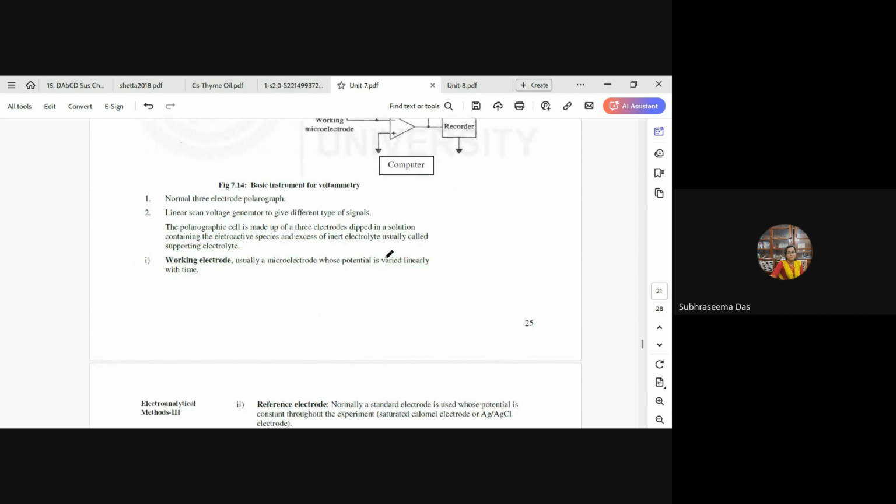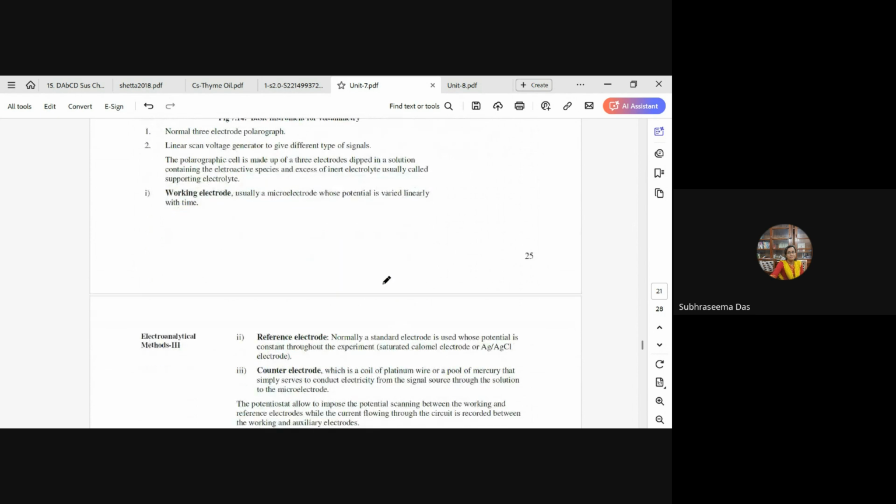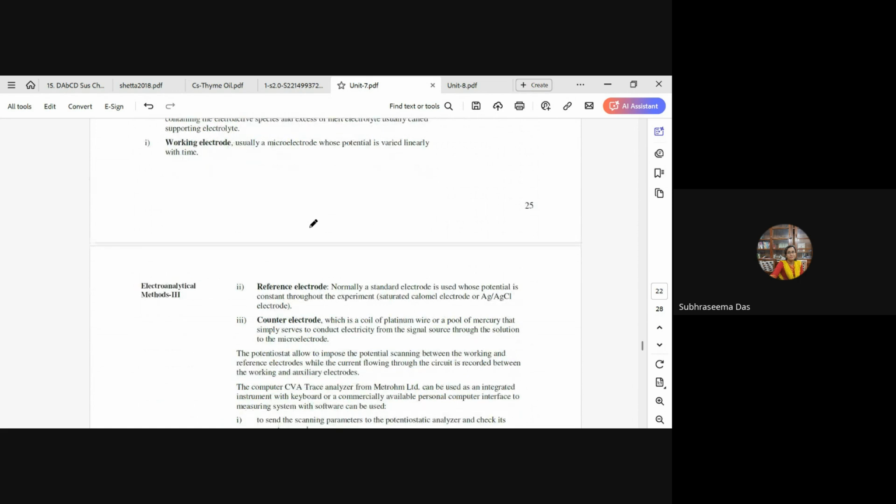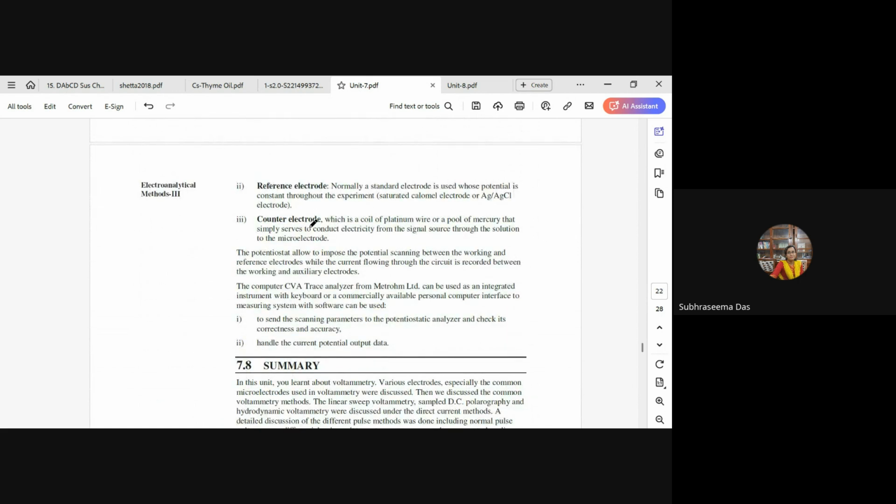The polarographic cell is made up of 3 electrodes. It is dipped in a solution containing the electroactive species along with the supporting electrolyte. Third is the working electrode. It is a microelectrode whose potential varies linearly with time. The reference electrode is normally a standard electrode whose potential is constant throughout the experiment. That is mostly a saturated calomel electrode, that is SCE, or a silver chloride electrode.